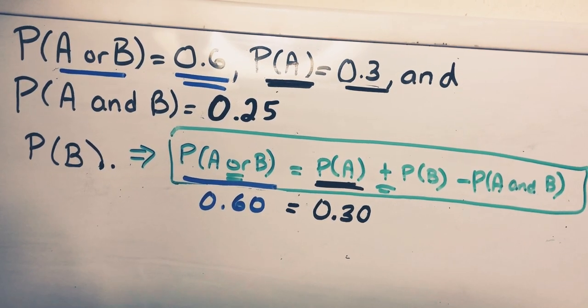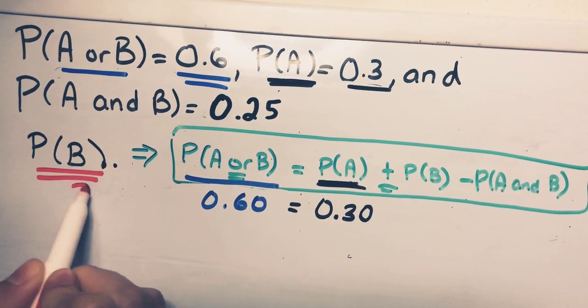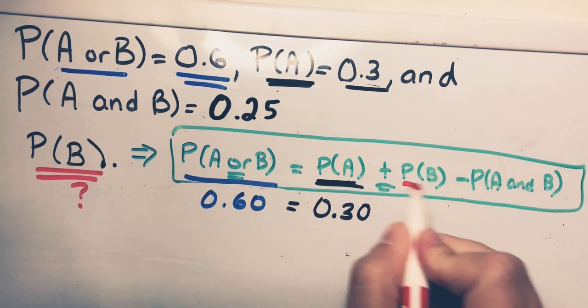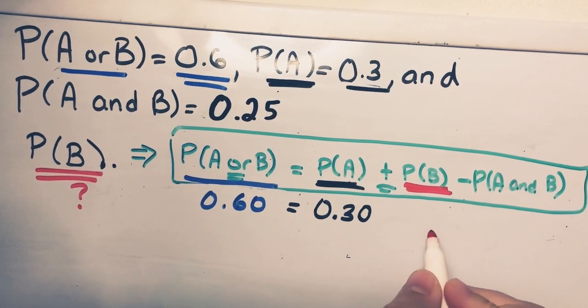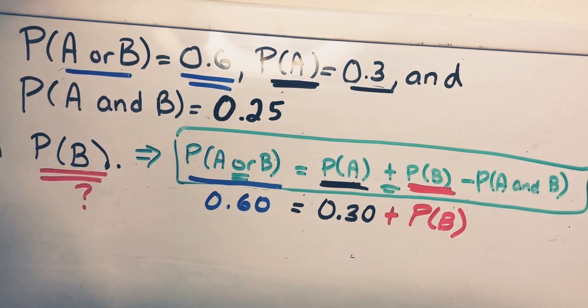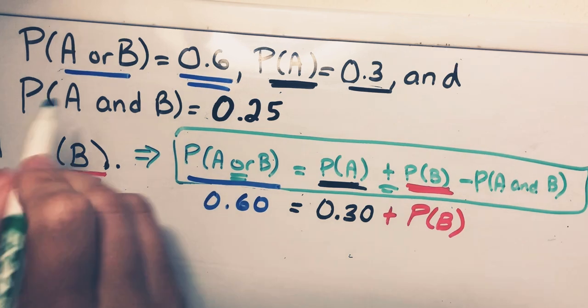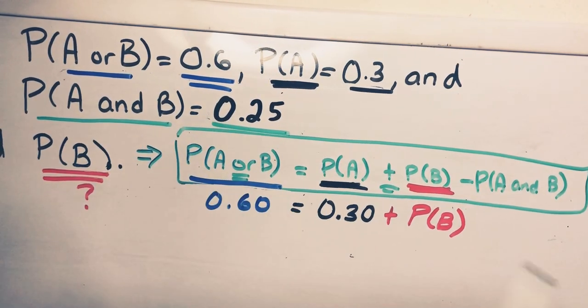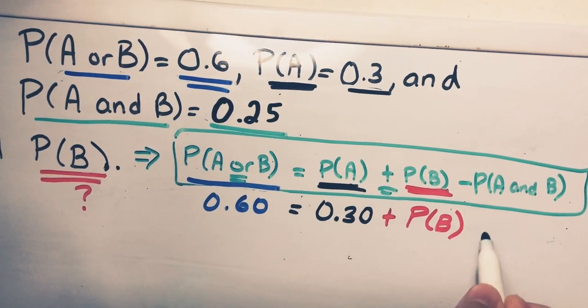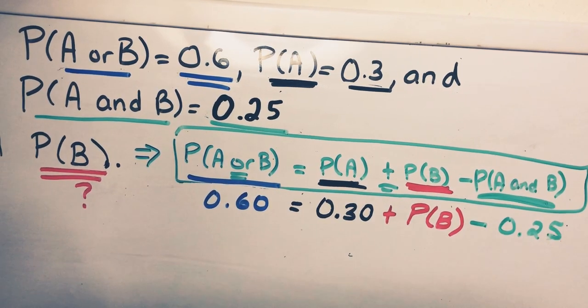Now we don't know what the probability of B is. That's what we're looking for. So the probability of B, that's the unknown. We don't know what that is. So I'm going to keep that the way it is. You can write X, you can write a question mark, or you can just copy it. I'm going to copy it, the probability of B. We don't know what that is yet. And then what we do know is that the probability of A and B together is 0.25. So we're subtracting 0.25 according to the formula.